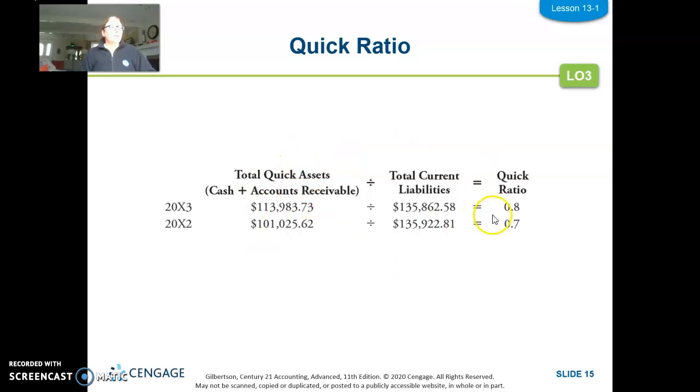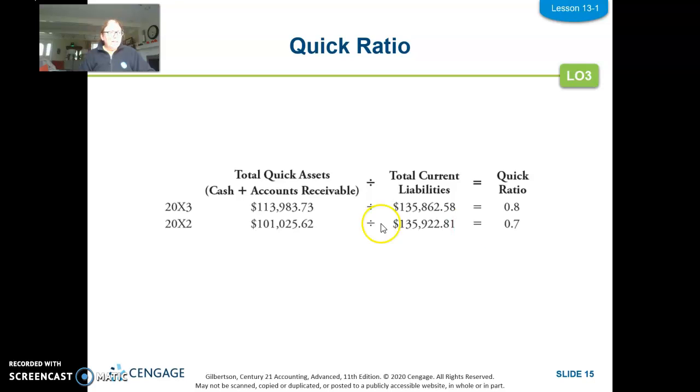So for Forest, here's the calculation, which we always do first. Quick assets over total current liabilities, again coming from the balance sheet. I would note that it was 0.7 in year X2 and then 0.8 in X3. What that tells me is that it is a favorable trend going up. What that 0.8 means is that for each dollar I need to pay current liabilities, I have 80 cents worth of those quick assets to do it.